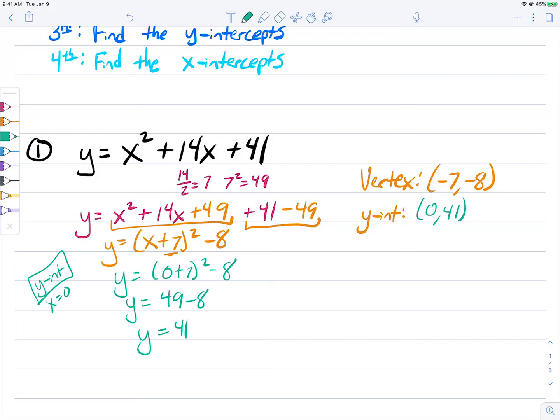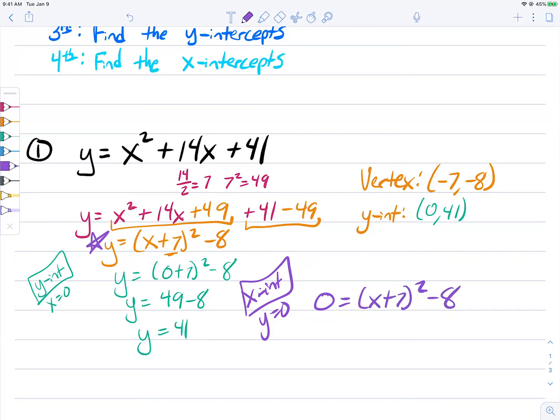For the second part, if I want to find my x-intercepts, I know that y equals 0. This is one of the reasons that we created the vertex form. So I'm going to plug in y as 0. 0 equals x plus 7 squared minus 8. I'm going to add 8 to both sides because what I want to do first is get my trinomial square by itself. So I'm going to have 8 equals x plus 7 squared.